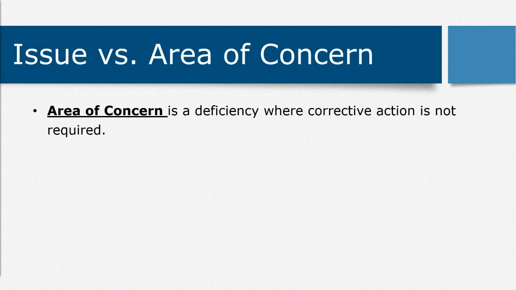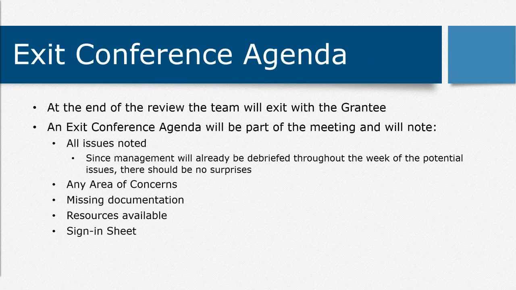The next thing we're going to cover is the exit conference report or agenda. At the end of the review, the team will exit with the grantee. An exit conference report will be part of the meeting and will include all the issues or potential issues that were noted, any areas of concern, and any missing documentation. It also includes resources available to the grantee after we leave, like the contract manager and technical assistants, the project manager. And finally, a sign-in sheet.